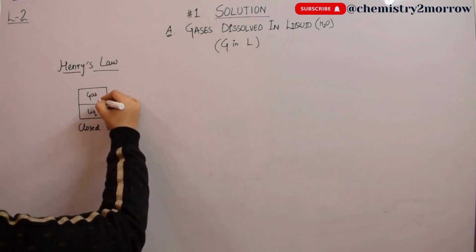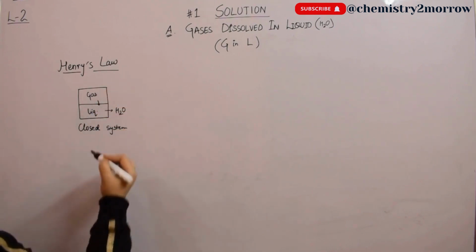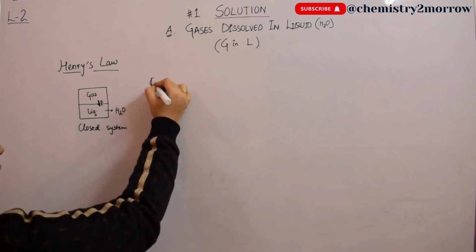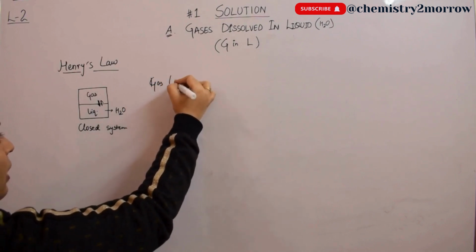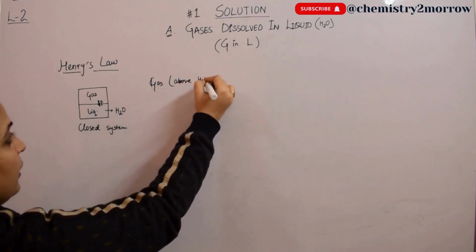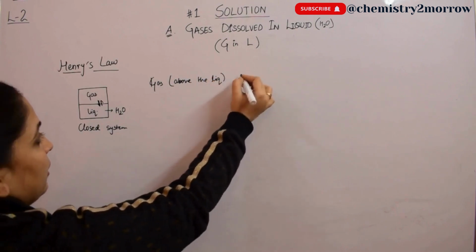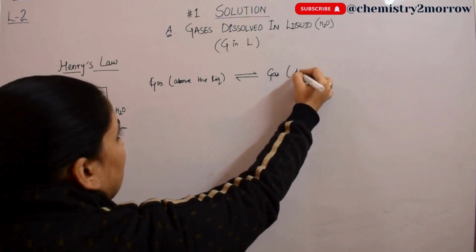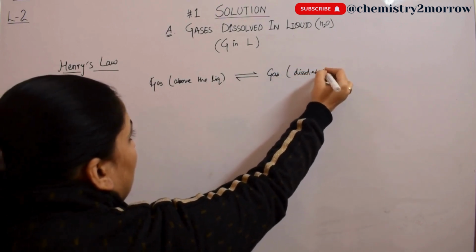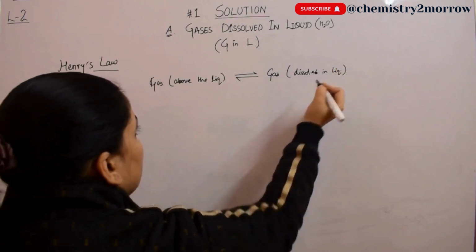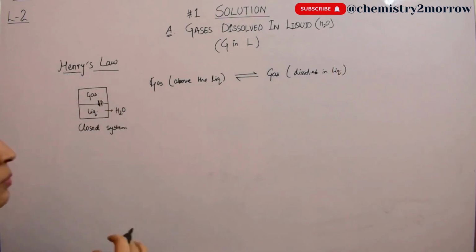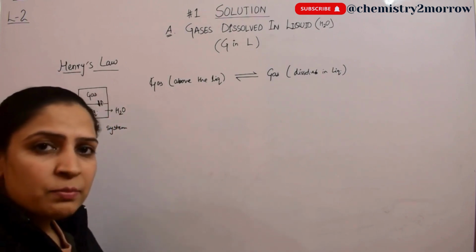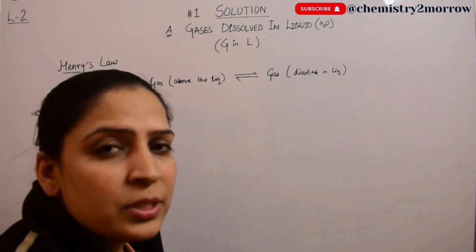And since these gaseous molecules are constantly bombarding the liquid, there is always an equilibrium between the two. So gas above the liquid is in equilibrium with gas dissolved in liquid, and this equilibrium is there and that makes the amount of gas being constantly present in water.